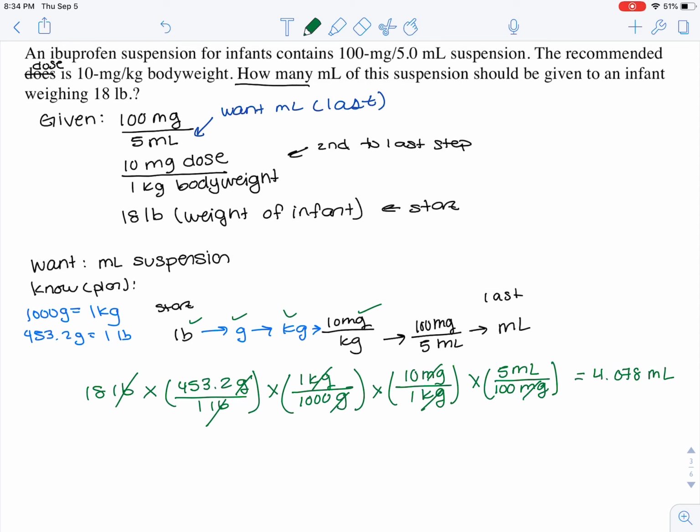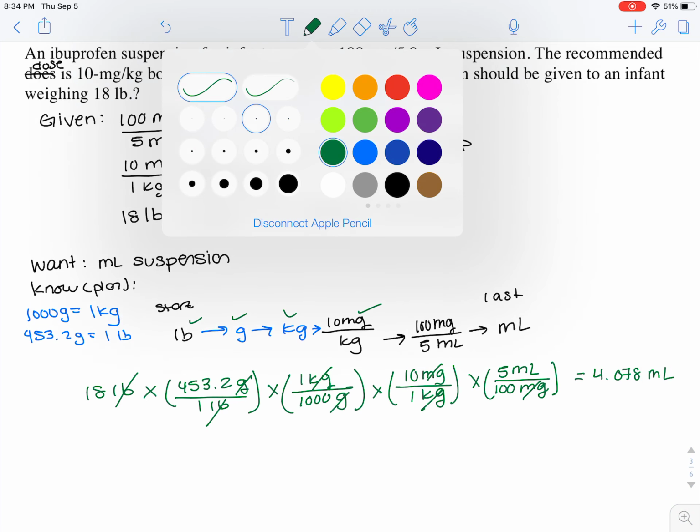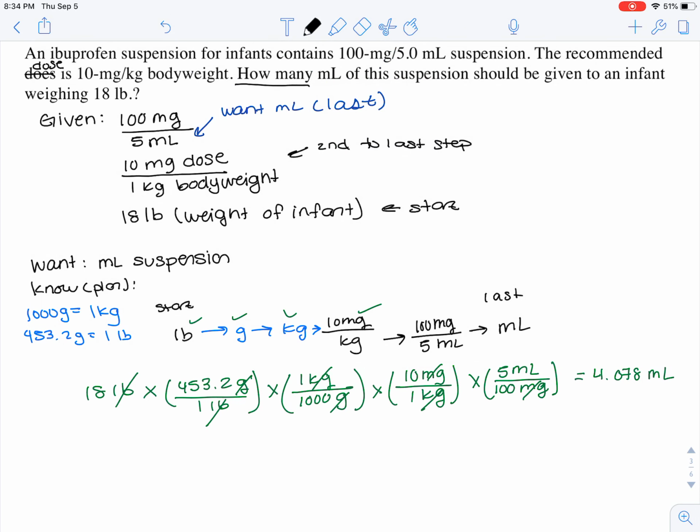You showed your work, did your units, and now you check your significant figures. You have 1 sig fig here, 2 here, 1 here, 2 here. So you want your answer to be in one significant figure: 4 milliliters.